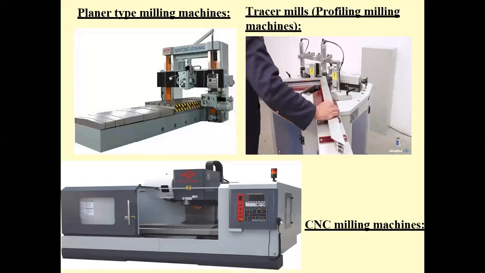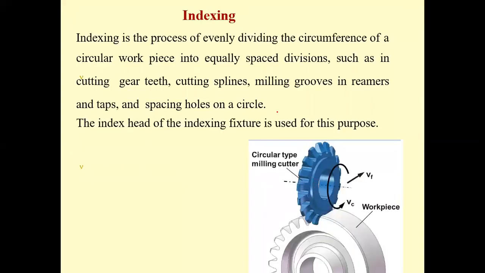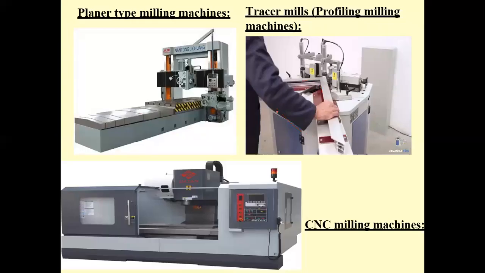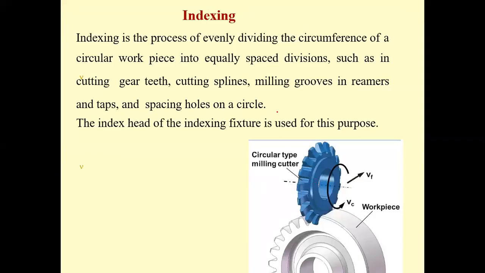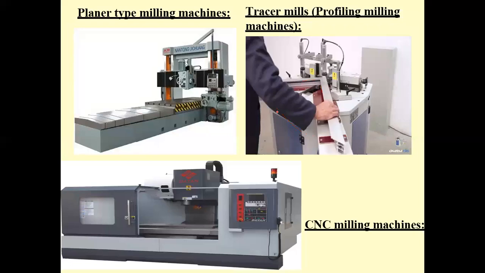So these are the machines we discussed, the advanced milling machines, in addition to the column and knee type milling machine, all in this single slide: the planar type milling machine, tracer milling machine, and a CNC milling machine. These are the few types of milling machines. Before going further to indexing, I'm taking a break here. We have 2 more minutes in this class. If anybody has any doubt about these types of milling machines, please ask me. Now I can start.